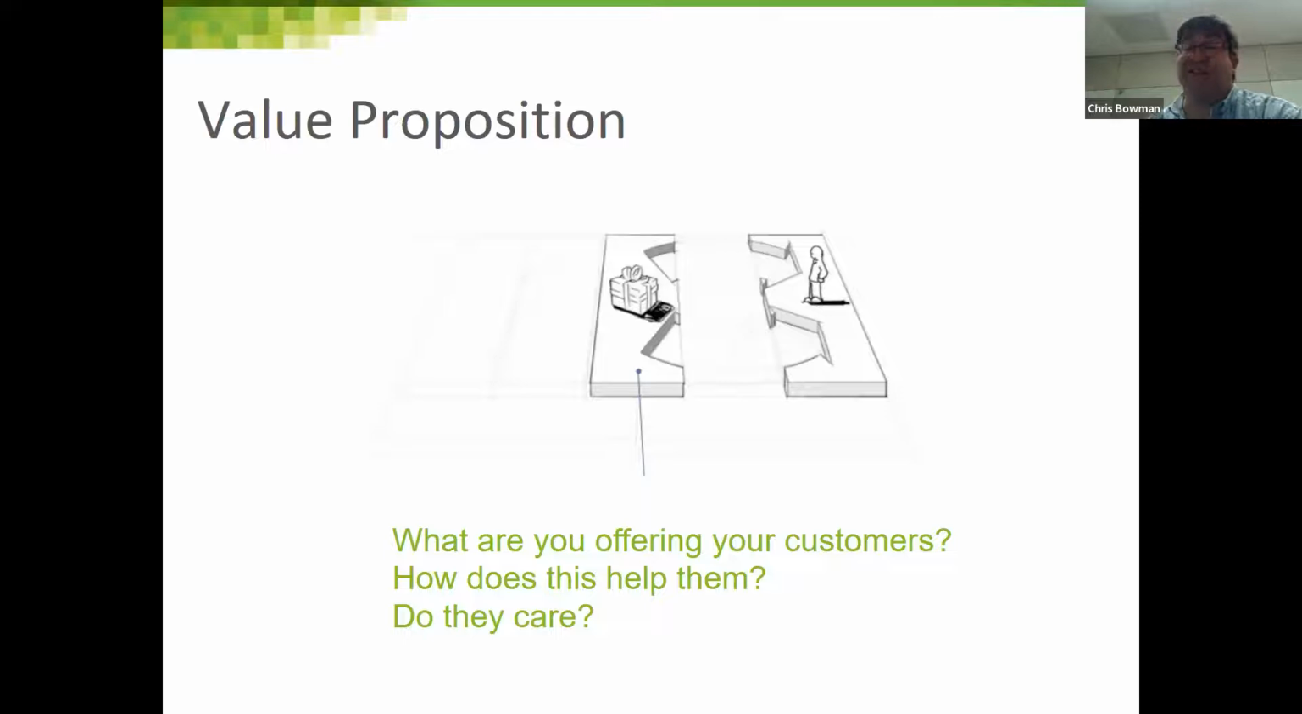So related to the customers, and at the heart of the business model canvas, is your value proposition. So I got my customers and I got my idea of what they need. Now I got my value proposition. What do I have that I'm offering them, and how does this help them? And harsh questions like, do they really care about what I'm offering them? Is this important to them? Is this something they need? Is this something they want? Is this something they're willing to pay for?